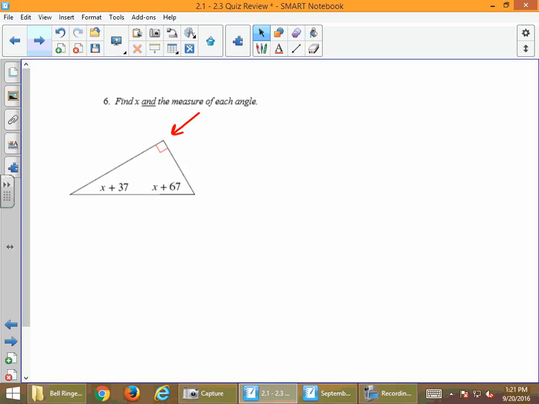Think about what all the angles of a triangle are. Is it inside or outside? So what does that mean? Just going to add up to 180. Yes. What's that equation?